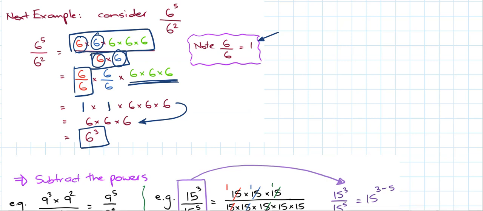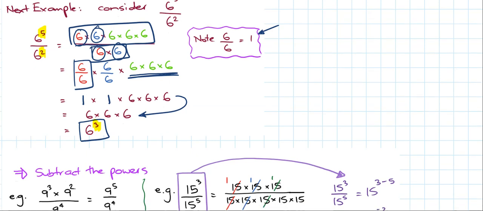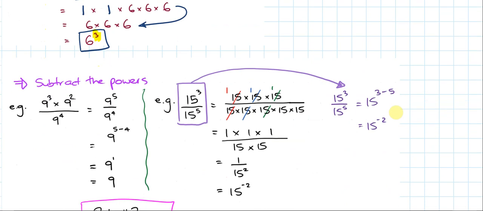So if you note the powers again, 5, notice that the base is the same. The base is 6, so 5, 2, 3. So maybe the rule is we subtract the powers. Let's have a look at another example.